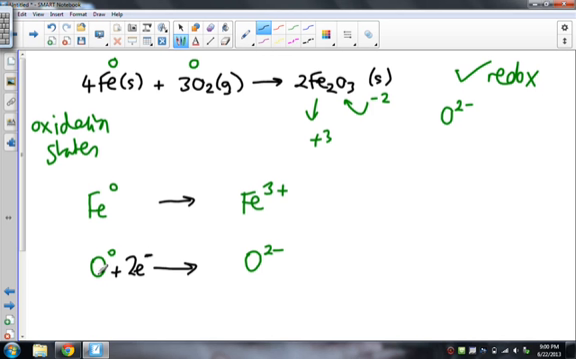All right? So we've gone from O0 to O2-. And here, this iron that was originally at iron 0 and has now gone to 3+, if you go from 0 to minus, you've gained electrons. If you go from here to here, it must mean that you've lost electrons. In this case, it's 3 electrons.